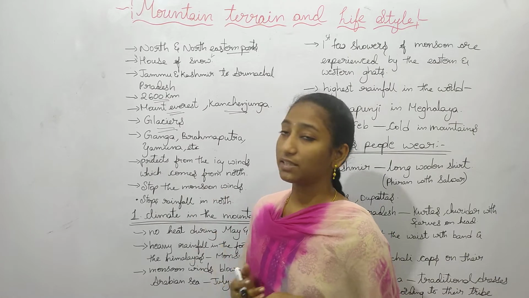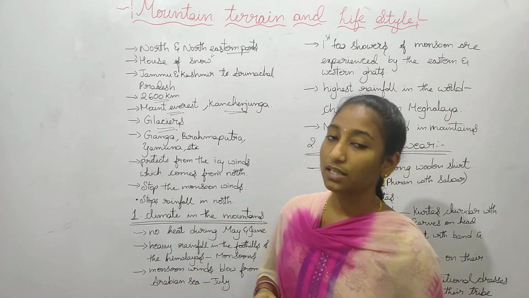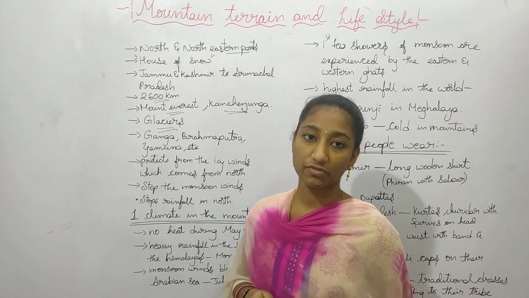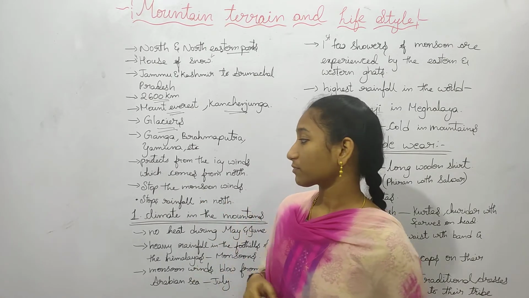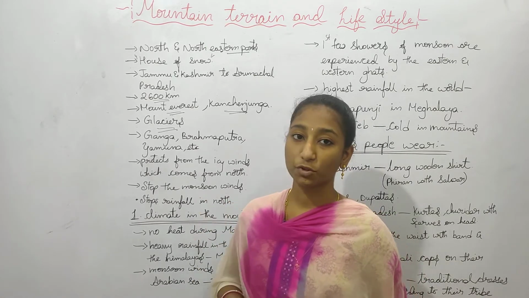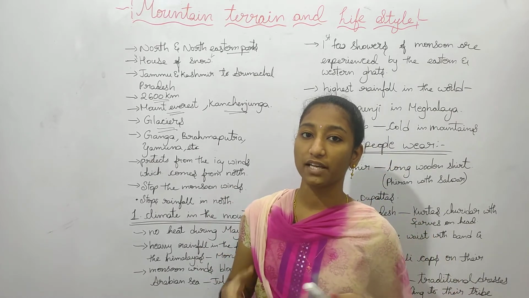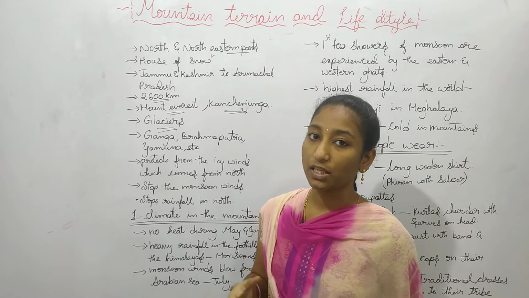The uses of the Himalayas are: the Himalayas protect us from the icy winds which come from the north, and they also stop the monsoon winds. They also stop the heavy rainfall coming from the north.